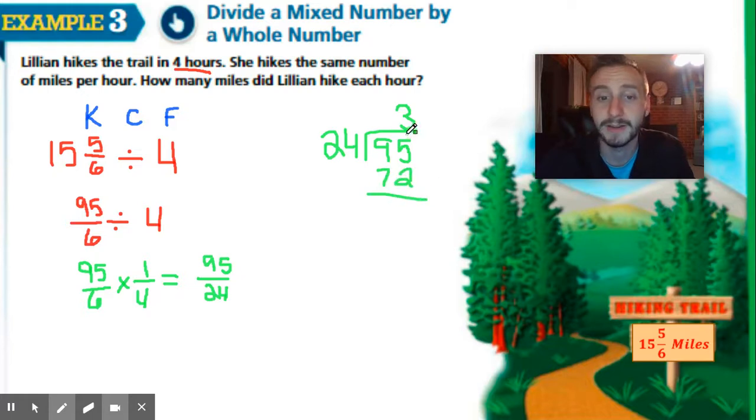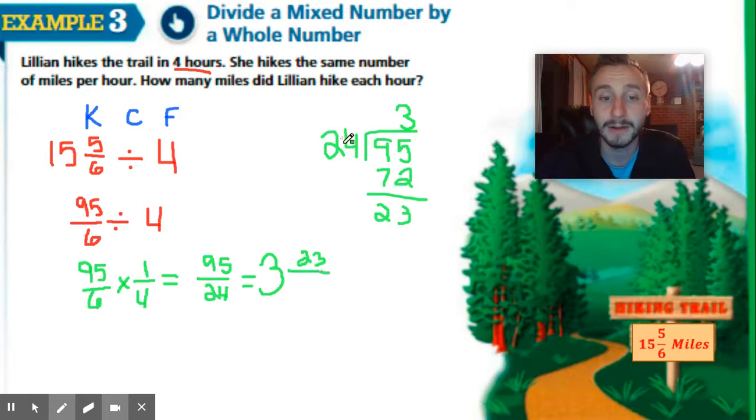And let's subtract. 5 minus 2 is 3. 9 minus 7 is 2. So that means how many miles did Lillian hike? Well, our mixed number here would be a big old 3, because that's your answer is 3. Your remainder is 23.